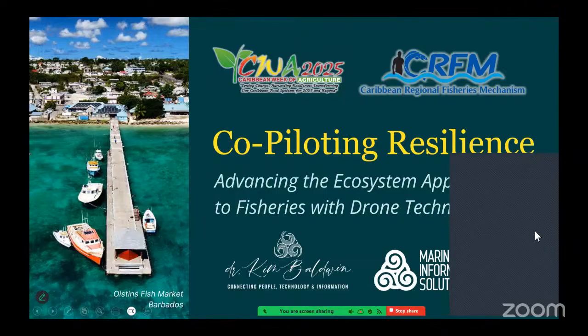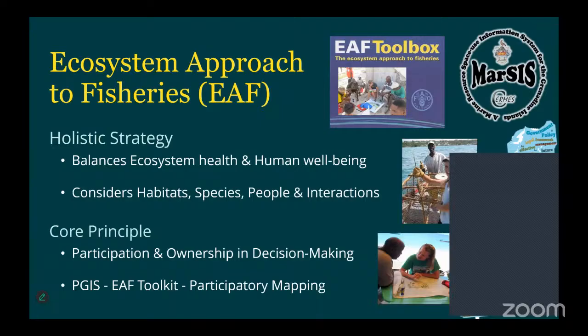Okay, good. All right, so today CRFM has asked me to talk about an ecosystem approach to fisheries and how drone technology can help improve this approach. So EAF is a holistic strategy for fisheries management. It considers the entire ecosystem, including human interactions, to achieve sustainable and equitable uses of resources. A key principle of EAF is stakeholder participation in management of our fisheries resources.